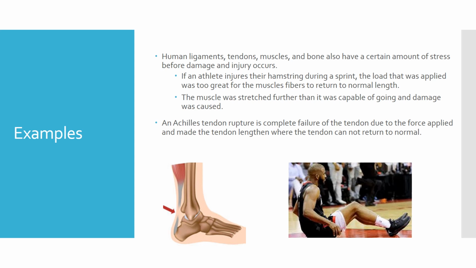And another example is an Achilles tendon rupture, and this is complete failure of the tendon due to the force applied, and this makes the tendon lengthen where the tendon cannot return to normal. This is an example of how a material reaches the failure point, because an applied force increases to that point and then it fails, which then breaks completely and is damaged and will need surgical repair.